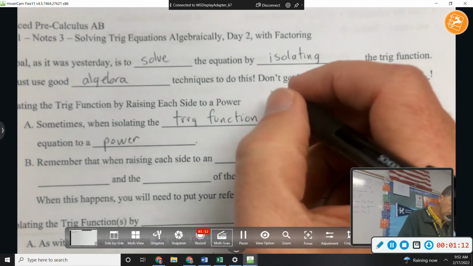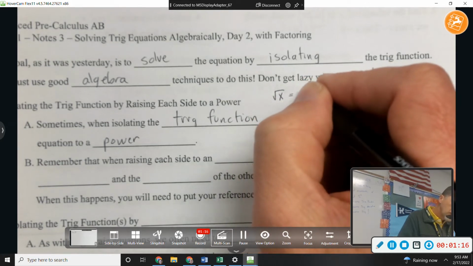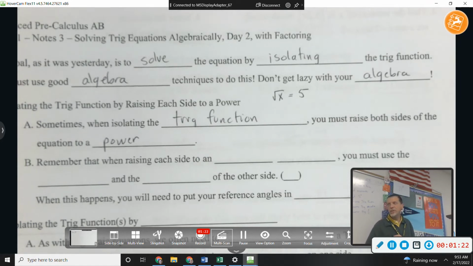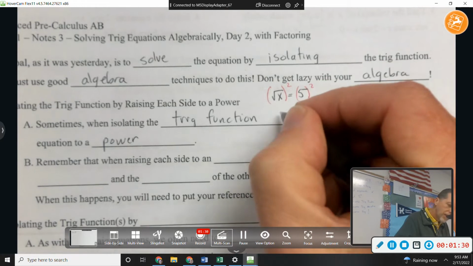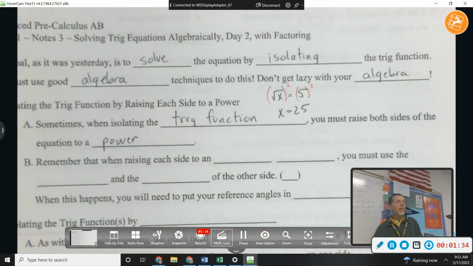So some simpler algebra type problems. If we have the square root of x equals 5, what do we do to get x by itself? Square it. So we would square both sides, and x would be 25. So that's the algebra part of it.